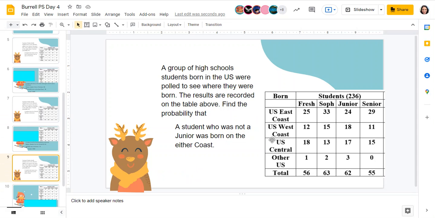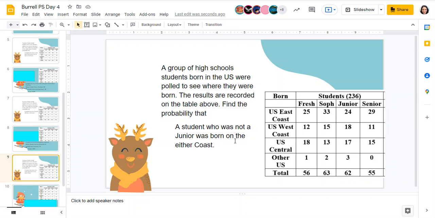The probability a student who was not a junior was born on either coast. So we know the student's not a junior. So we're looking at freshmen, sophomores, and seniors. So we've got to add up all of the freshmen, sophomores, and seniors. We have 56, 63, and 55. I'm getting 174. Can anybody confirm that? Thanks, Lucas. Okay, so we have 174 students that were not juniors.